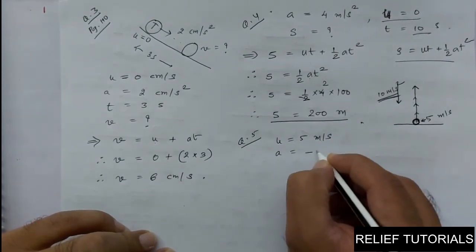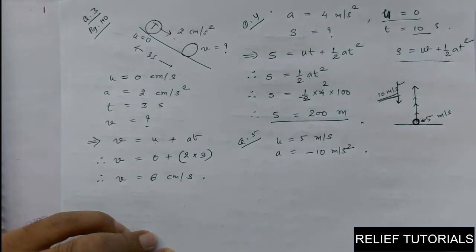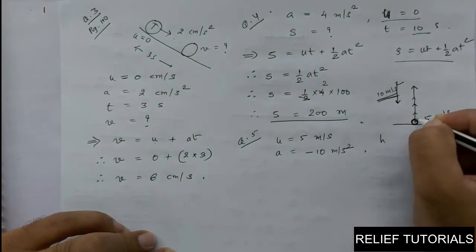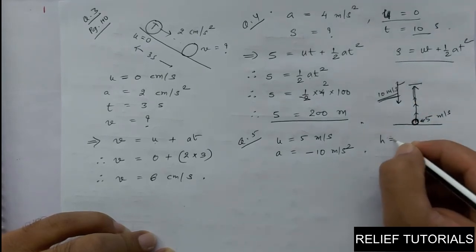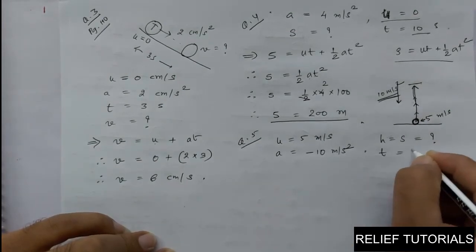Acceleration is taken as minus 10 because it is the decreasing velocity type of motion. The question is, what will be the height attained? So up to what height, meaning up to what distance, will it travel? Indirectly they are asking for distance. Height means distance here. And how much time will it take to reach that?